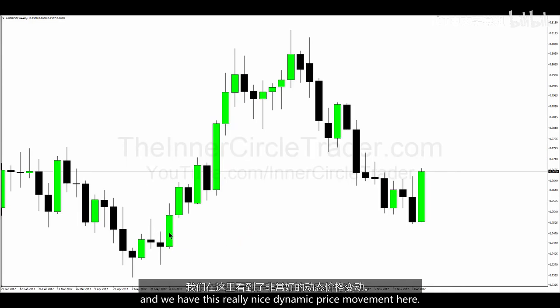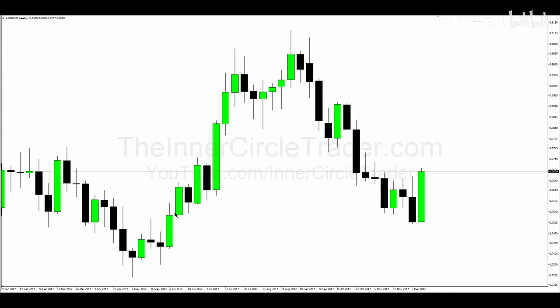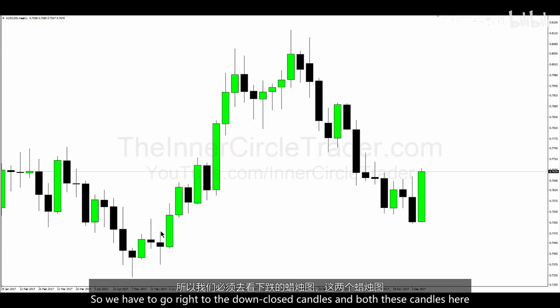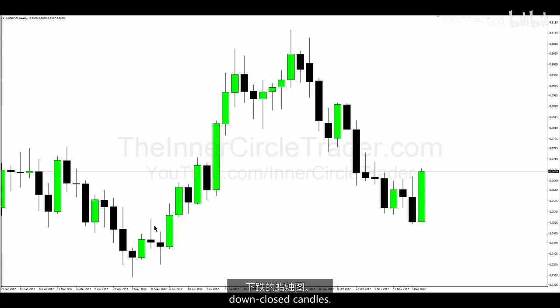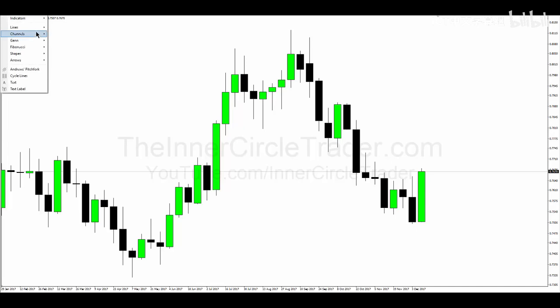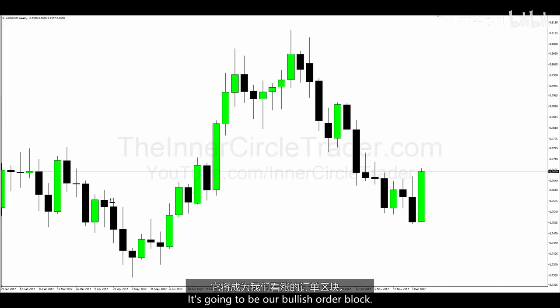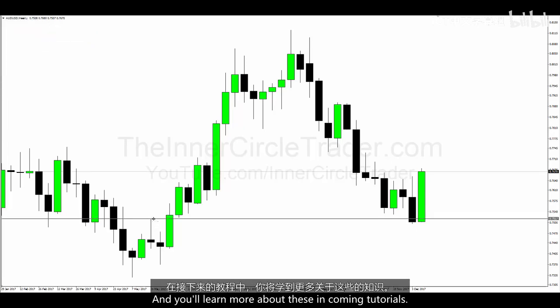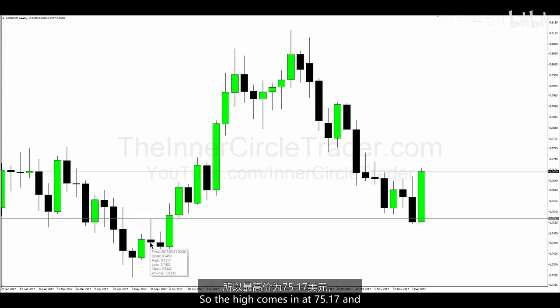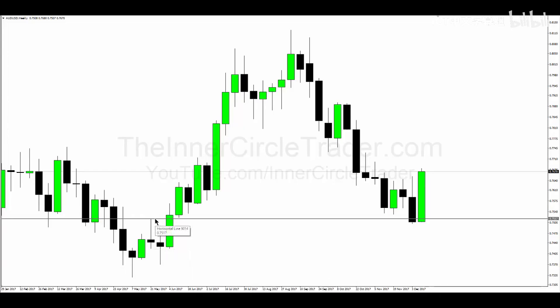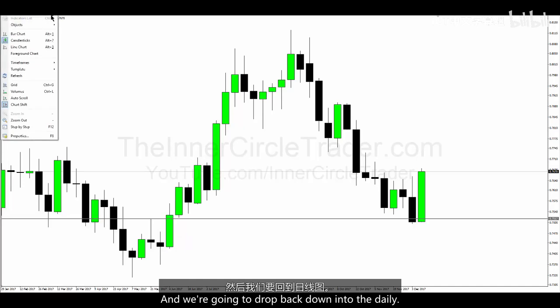okay, and we have this really nice dynamic price movement here. So we have to go right to the down close candles, and both these candles here are back to back down close candles. So we're going to use the top of the highest candle. It's going to be our bullish order block, and you'll learn more about these in coming tutorials. So the high comes in at 75.17, and 75.17 is our level. So we're going to take that level, keep it there, and we're going to drop back down into the daily.